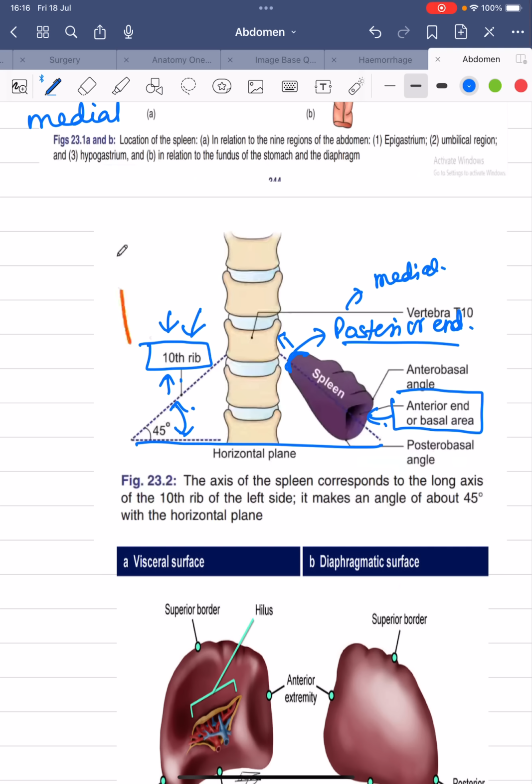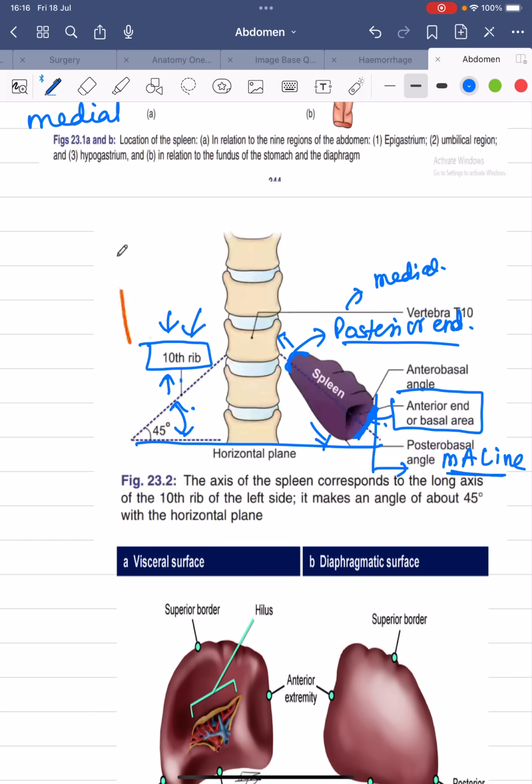If you compare it with the anterior or lateral end, it is an expanded end, as you can see in this diagram. It is directed downwards and forward, and it can reach up to your mid axillary line.